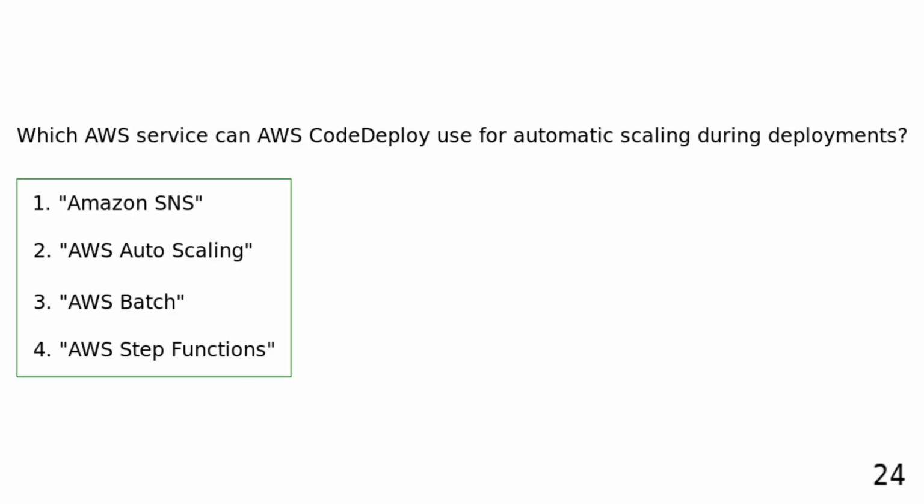Which AWS service can AWS CodeDeploy use for automatic scaling during deployments? Amazon SNS. AWS Auto Scaling. AWS Batch. AWS Step Functions. AWS CodeDeploy can integrate with AWS Auto Scaling to automatically adjust instance capacity based on deployment needs.